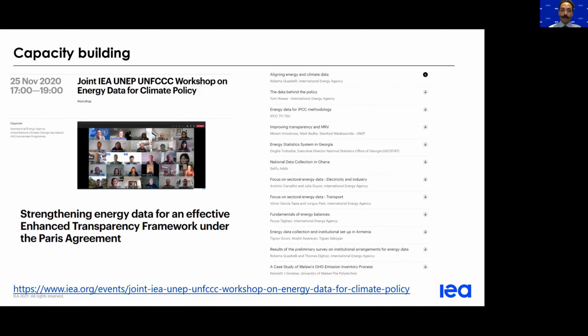And we are hoping to hold the physical workshop later this year in December, to further work on this work stream and help the developing countries to further align energy data.